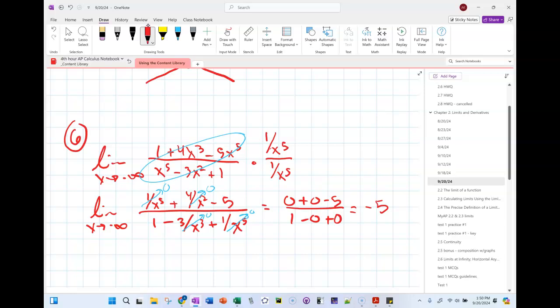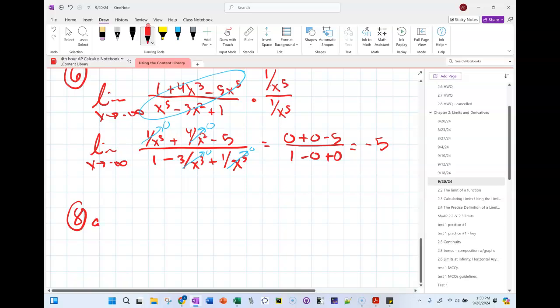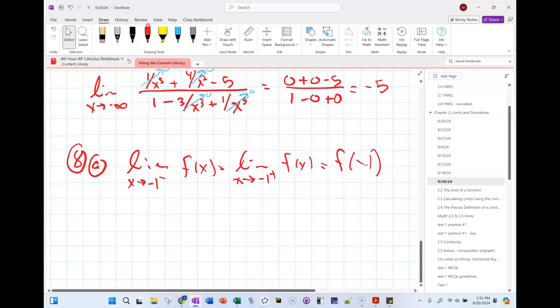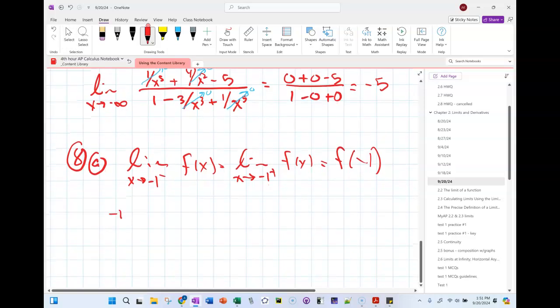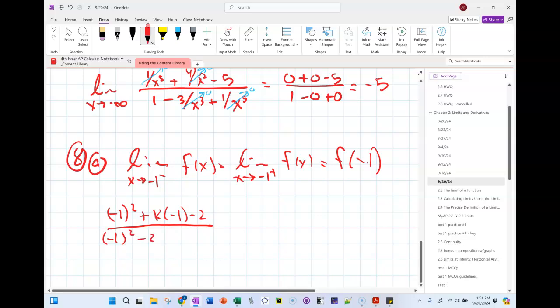So John, you said 8A? 8A. Okay. So the key here is that we have continuity. So we know that the limit as x approaches negative 1 from the left is equal to the limit as x approaches negative 1 from the right, which is equal to f of negative 1. That's the first thing you should write. The limit as x approaches negative 1 from the left uses the first piece, so I'm just going to do a direct substitution and plug in negative 1. And as x approaches negative 1 from the right, that uses the second piece, so again I'll do a direct substitution. And I have an equation with just k in it that I can solve.